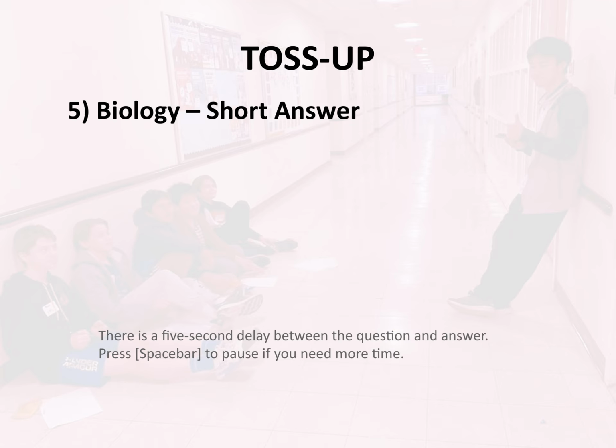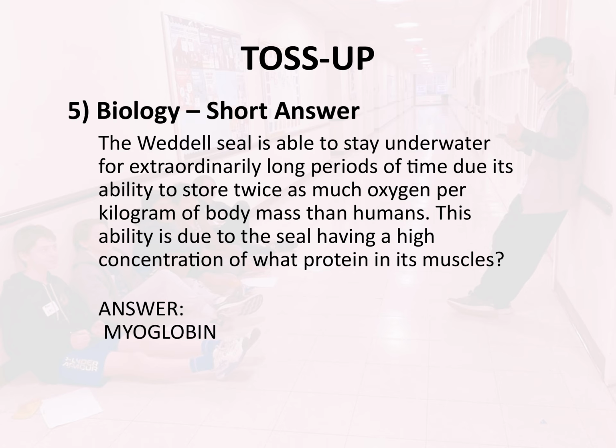Toss-up 5. Biology, short answer. The Weddell seal is able to stay underwater for extraordinarily long periods of time due to its ability to store twice as much oxygen per kilogram of body mass than humans. This ability is due to the seal having a high concentration of what protein in its muscles? Answer: myoglobin.